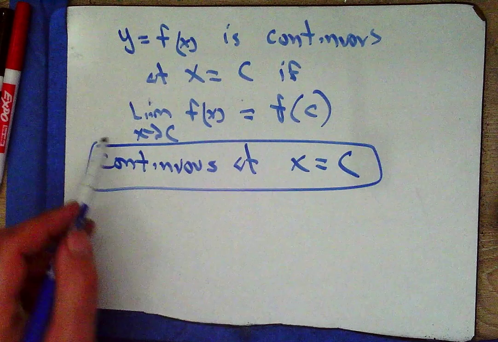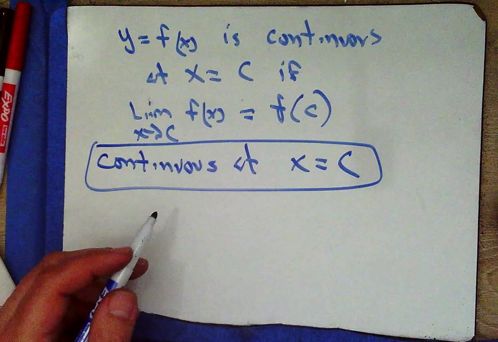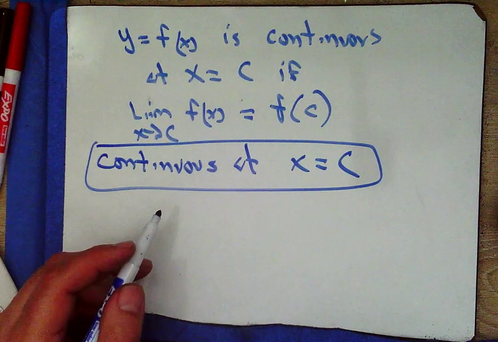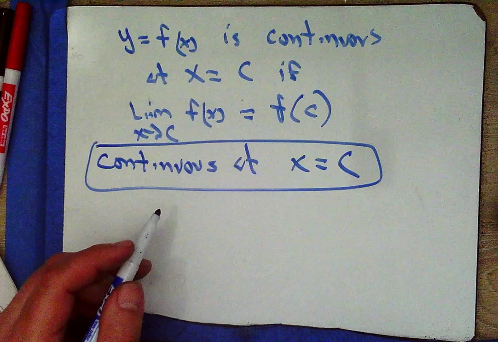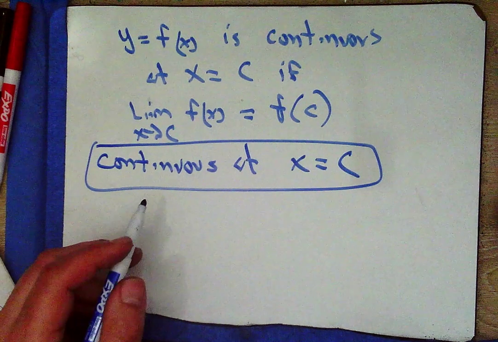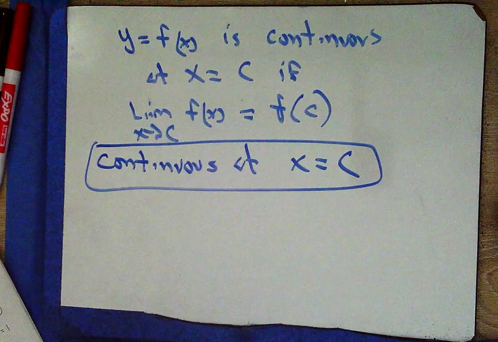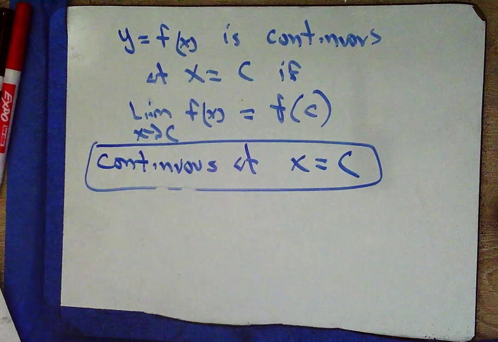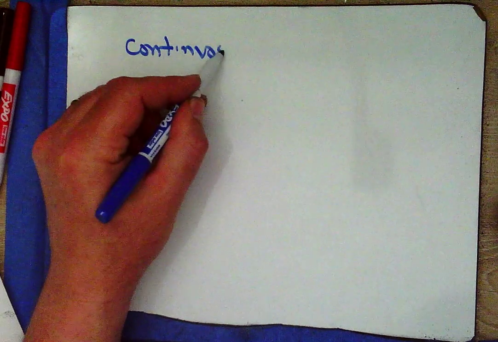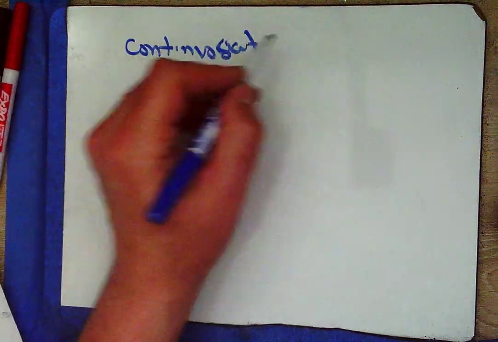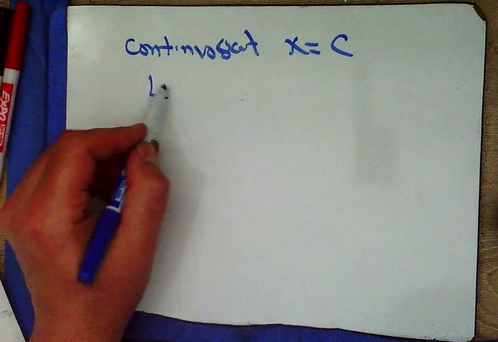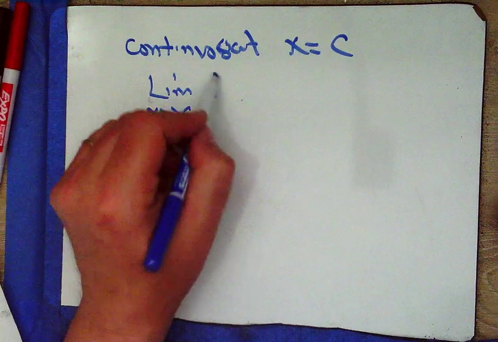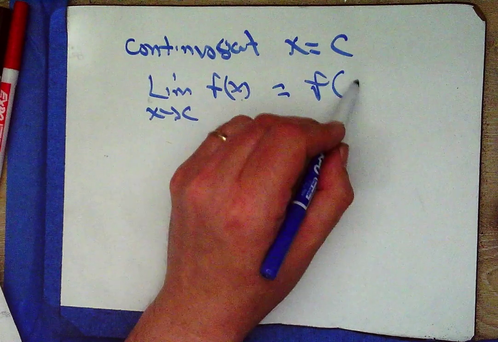Now, we'll talk more about the implications of that statement in a moment. Let's just deal with what it takes to be continuous at a point. So, we said to be continuous at a point, we need the limit as x approaches c of f of x to equal f of c.